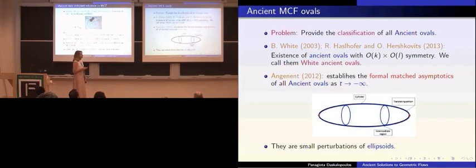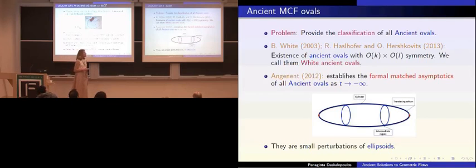So Robert Haslhofer and Hershkovits in 2013 gave a very nice clean proof of this result, and they also established some of the properties of the White ovals. They proved the existence of ancient ovals which have O(1) cross O(2) symmetry, and we will be calling them the White ancient ovals. Are they convex? They are convex.